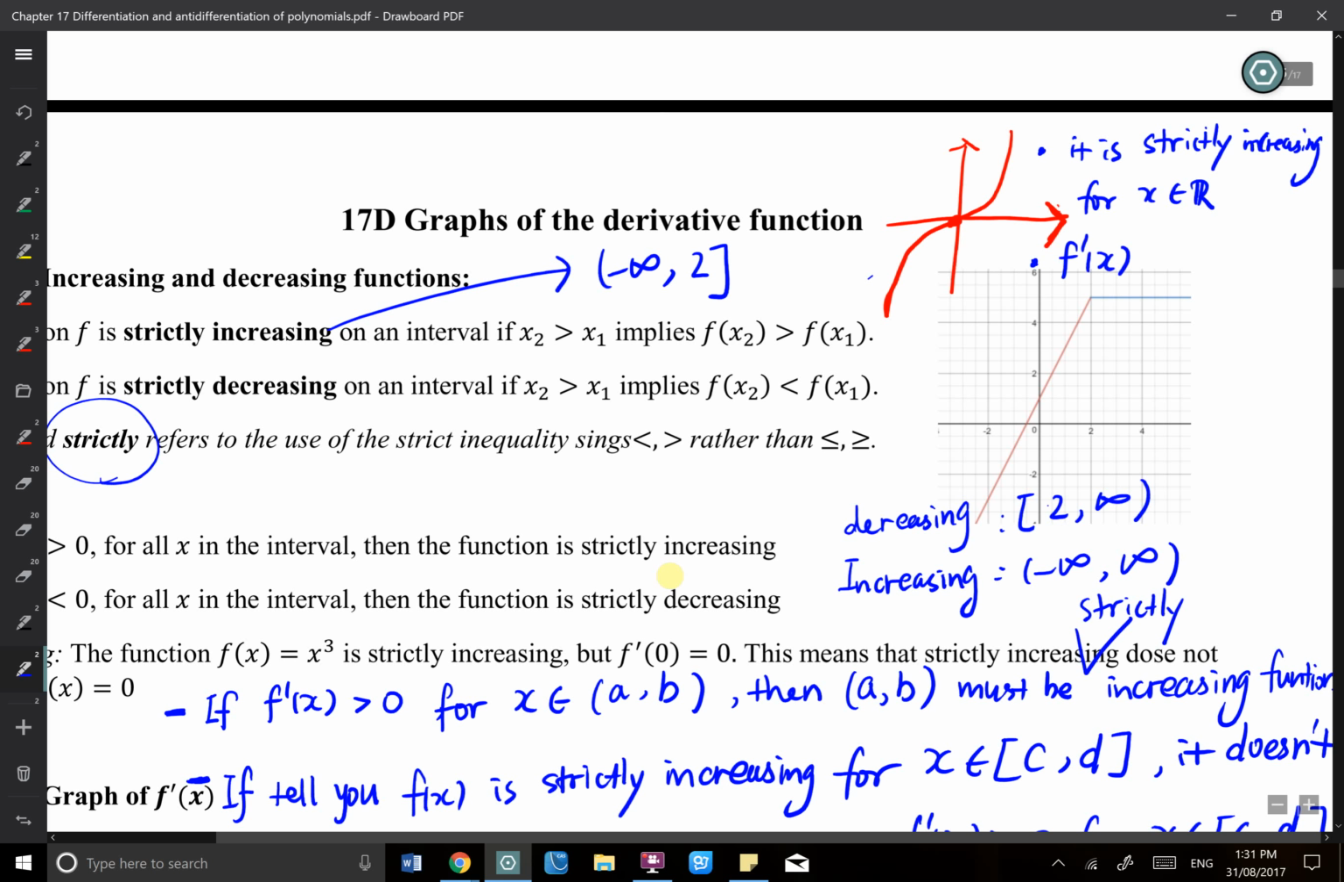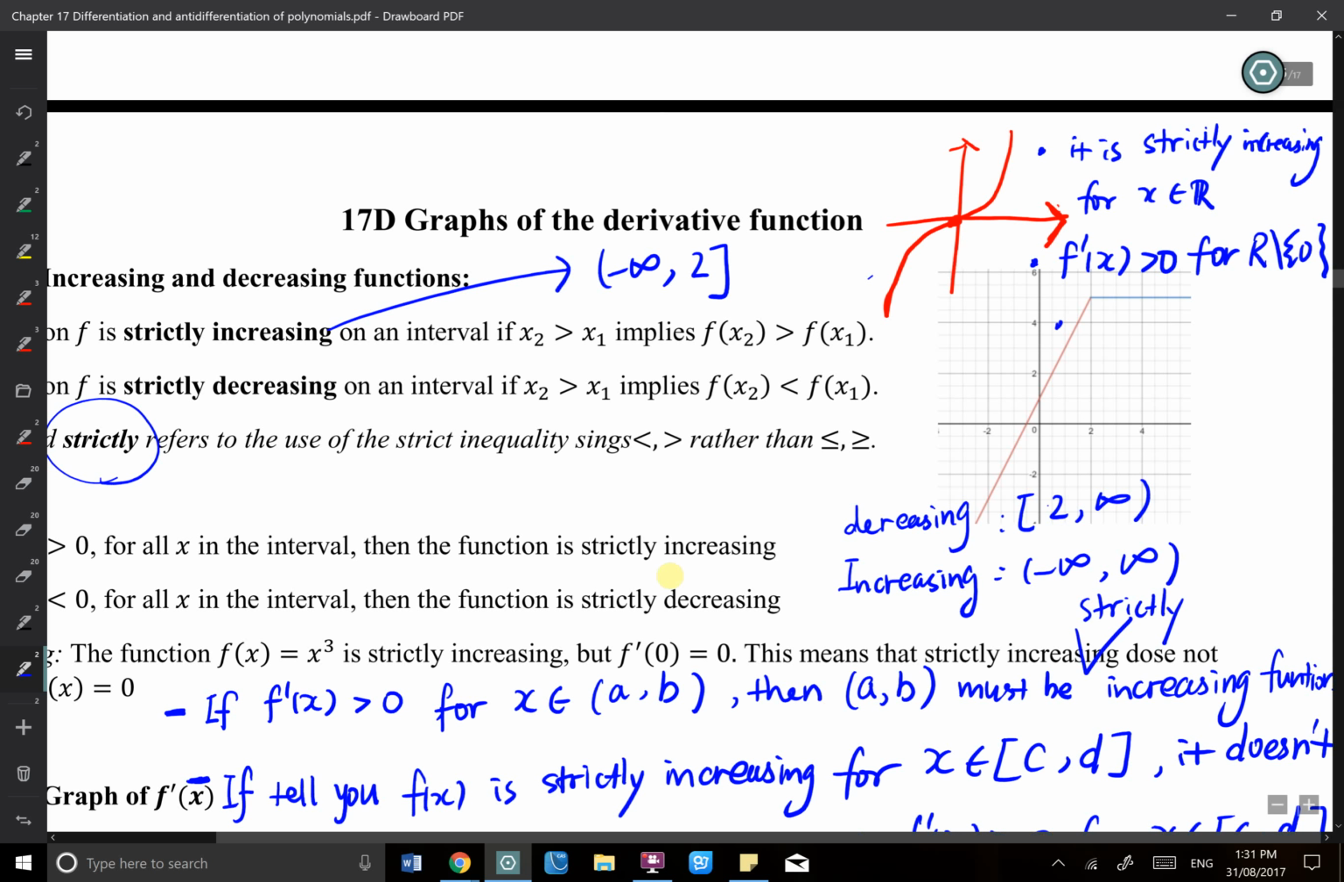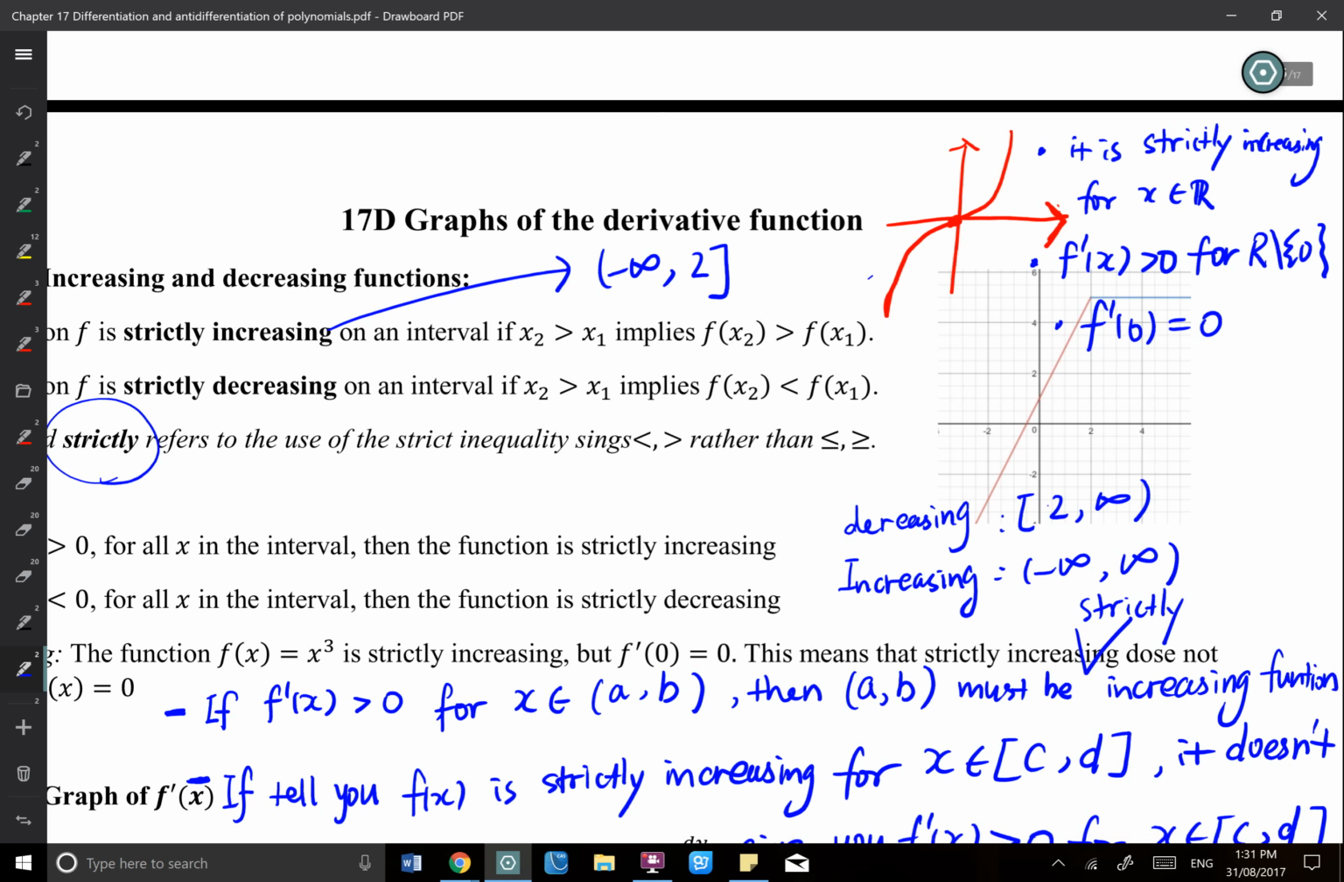But f dash x greater than 0 for R except 0, because the 0 point doesn't give you gradient greater than 0. It's equal to 0. F dash 0 equals 0. Right? So that's the line I write. If you know the function is strictly increasing, it doesn't mean all the x give you a positive gradient. Some of them can be 0 gradient. So for example, this one, the 0 point is a 0 gradient, but all the rest will be greater than 0. But if you know all the rest is greater than 0, all of this part is an increasing function. That's no problem. Okay, it can go one way but can't go back the other.